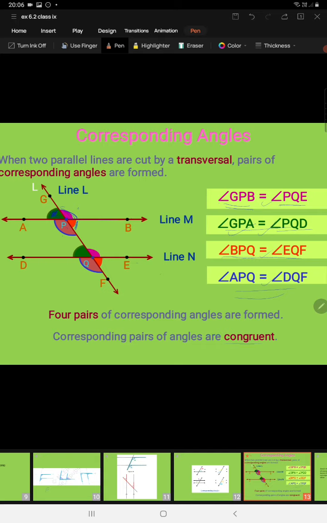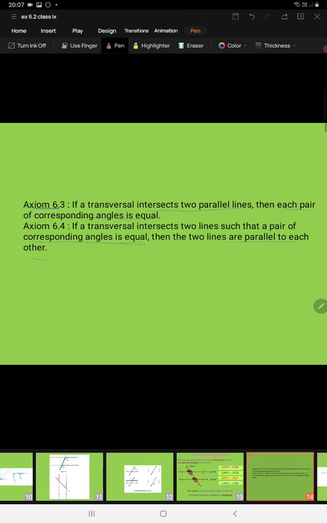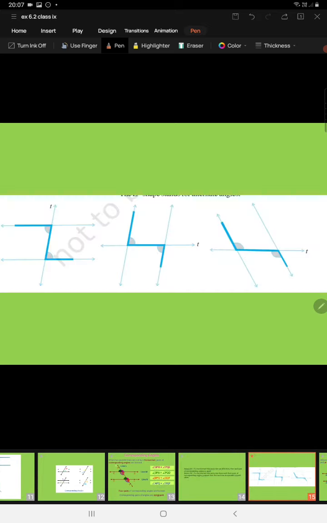Corresponding pair of angles are congruent. Congruent means they are equal. Again, the concept of congruence you have studied in class 7th. And the vice versa of this above axiom is also true. First of all, it is axiom 6.3 in your book. If a transversal intersects two parallel lines, then each pair of corresponding angles are equal. And vice versa of that is, if the pair of corresponding angles is equal, then the two lines are parallel to each other.